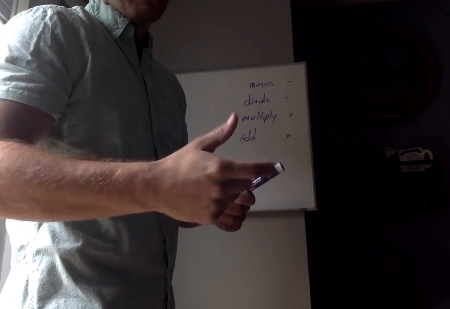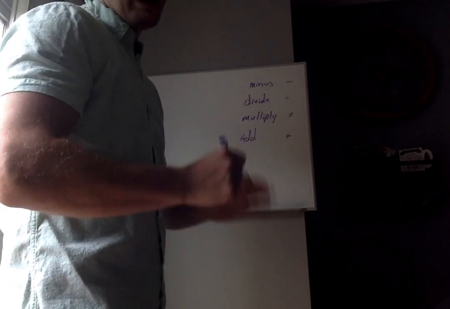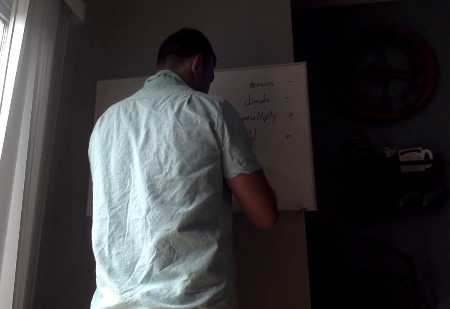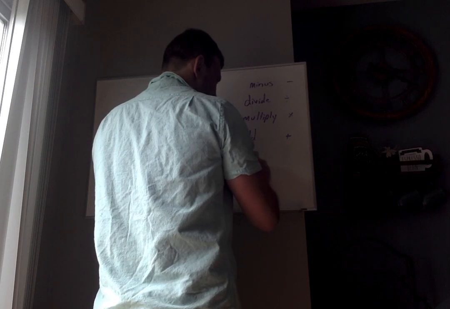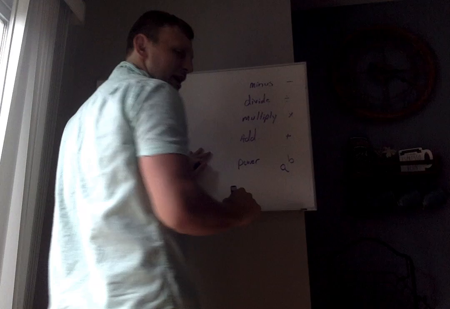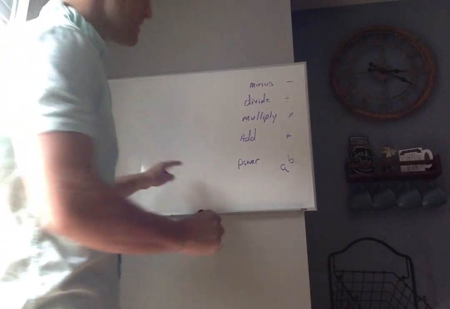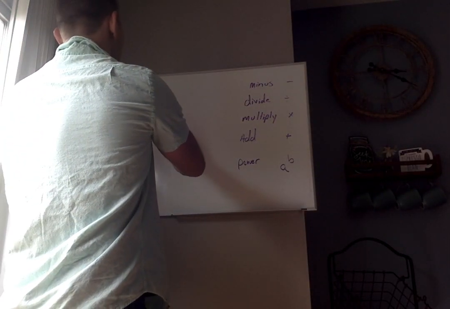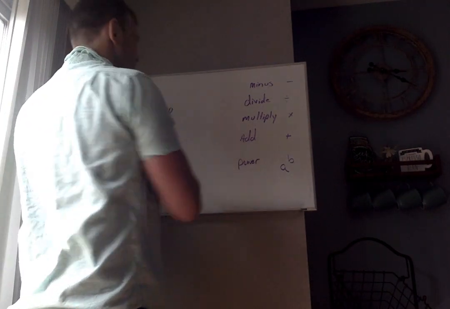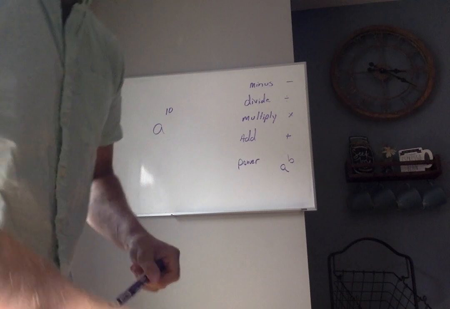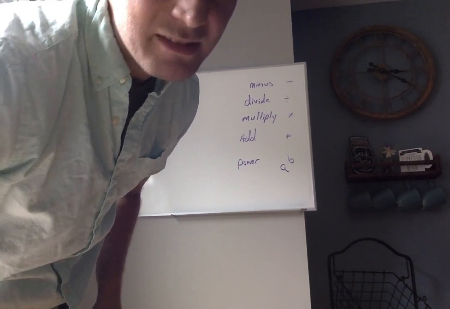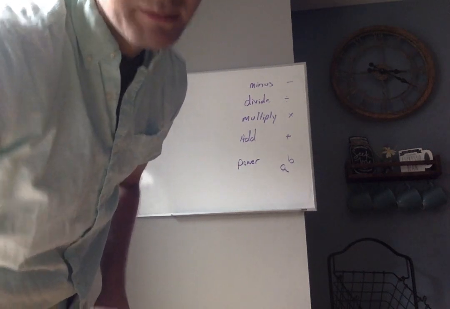So the next one says raise a to the 10th power. I'm going to talk about power. Power is talking about an exponent, so like a to the b, okay? So it says raise a, so we have a to the 10th power. So it should look like that: a as the base and 10 as my exponent.